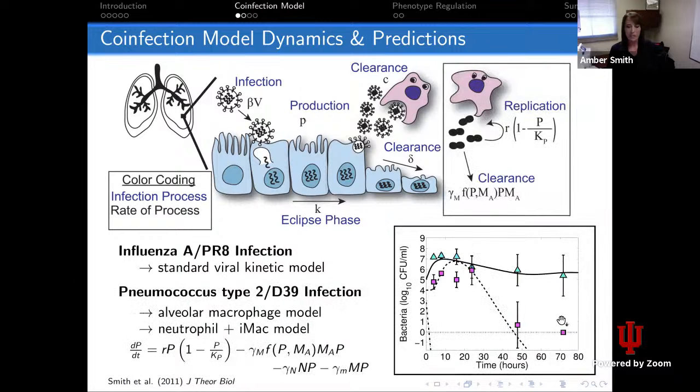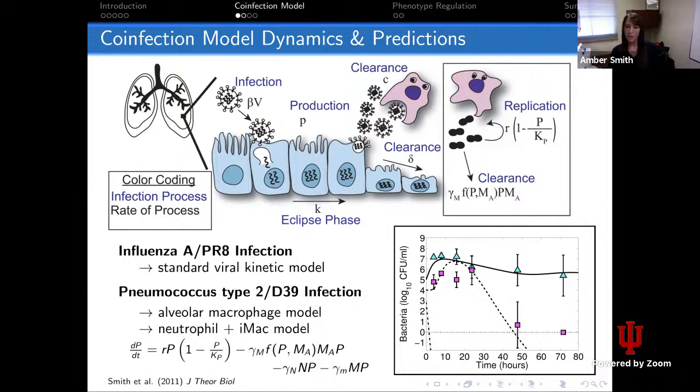Bacteria, on the other hand, are much more complicated to model. They don't need cells necessarily to reproduce. They can, of course, do that on their own. And so their dynamics are much more highly regulated by the host response. And this is a full bacterial model. It includes alveolar macrophages, neutrophils, inflammatory macrophages, damage, and cytokines.